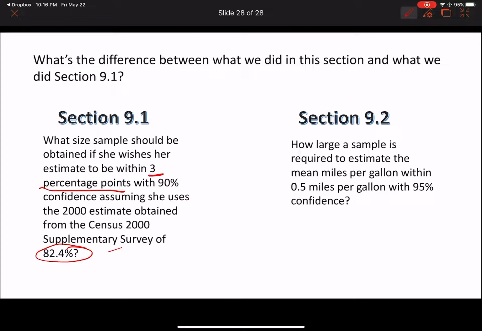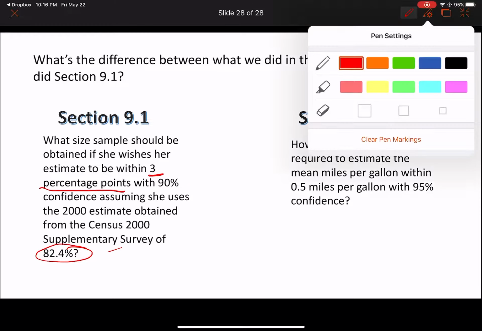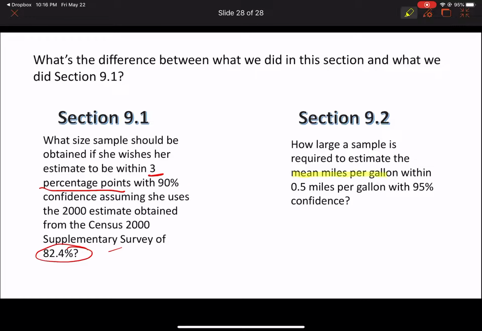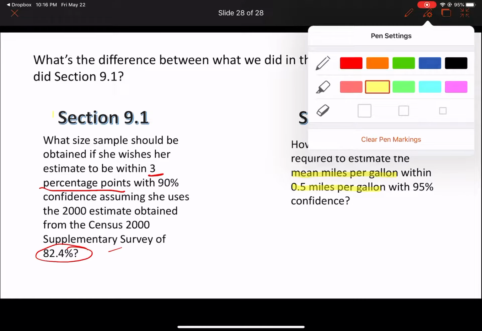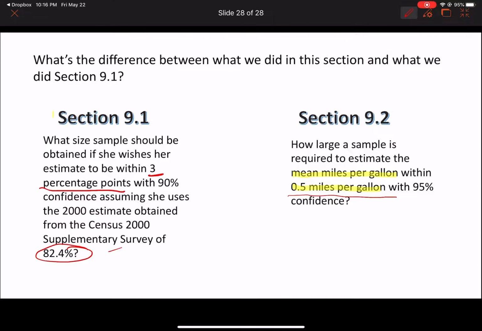Here, how large a sample is required to estimate the mean miles per gallon, that word mean again, within 0.5 miles per gallon. So in 9.1, we're looking at proportions and percents, and here we're looking at actual numbers and mean miles per gallon. So the word mean is really important. 9.2 is all about the means. 9.1 is about proportions and percents.